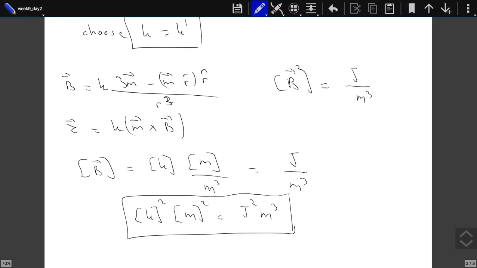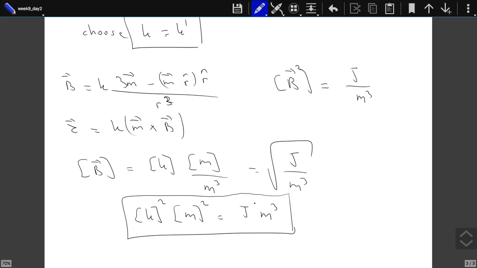I take the square of both sides. Unit of B squared is equal to, okay, it should be joule, not joule squared. Yes, this is joule. Now, okay.